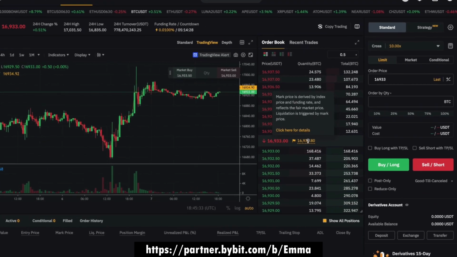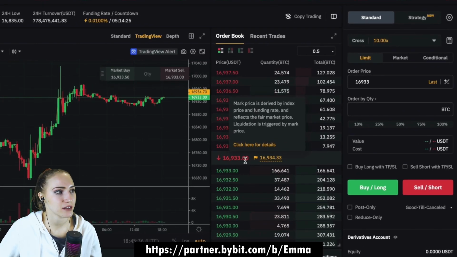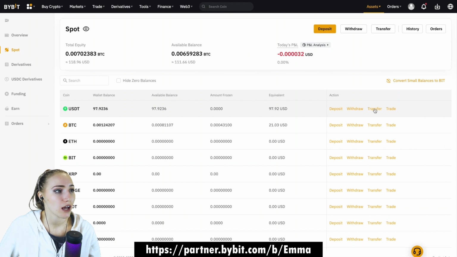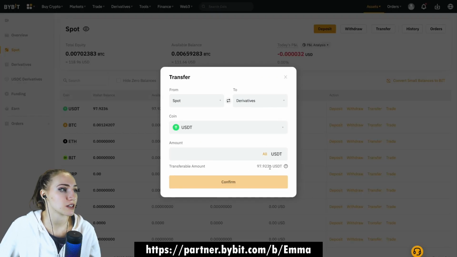If you talk about the interface differences, there is the second price here. This is an index price that is based on the information from several exchanges, and therefore when the liquidation price is reached by ByBit, but the index price hasn't reached this liquidation yet, you will not be liquidated. We also need to transfer money to a futures wallet so that we can trade.